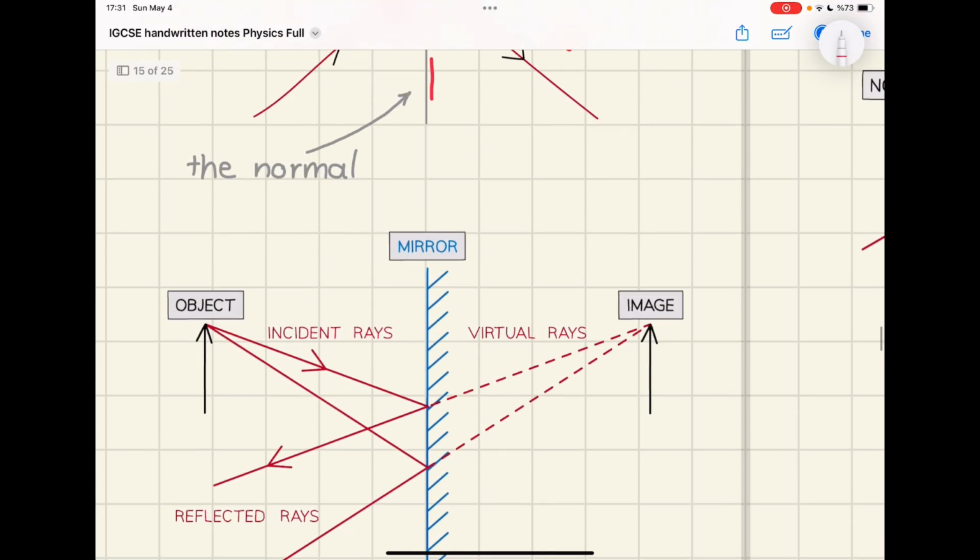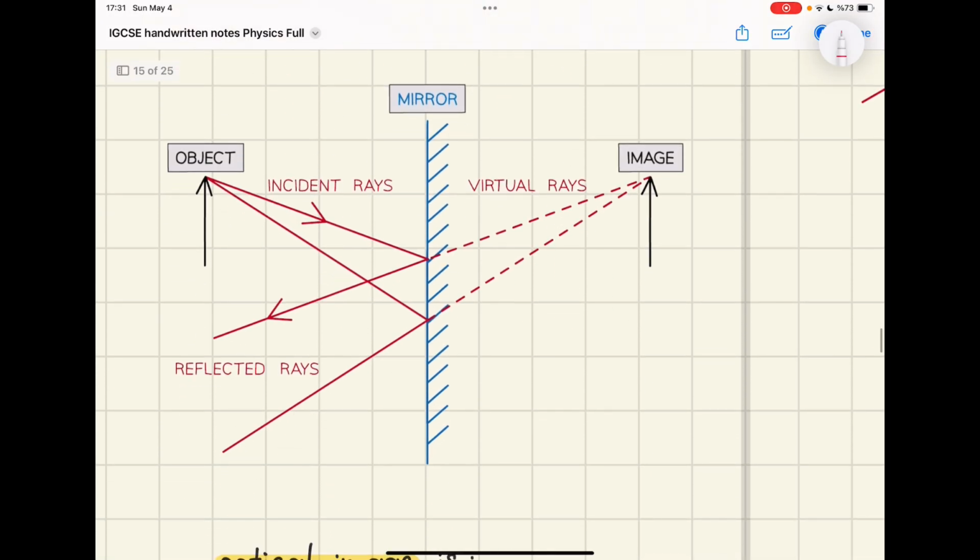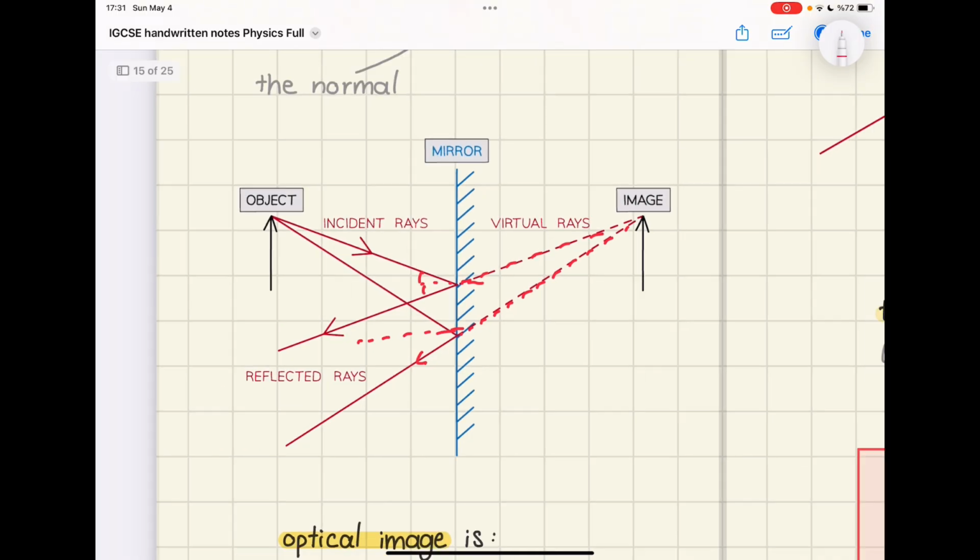In a mirror, if we have an object that is put in front of a plane mirror, the mirror that is flat, as I say, we will have incident rays, which are, as you see, coming here, and they are being reflected at the same angles. Okay. And then in the extension of these reflected rays, we will have an image. This is the way we draw it.